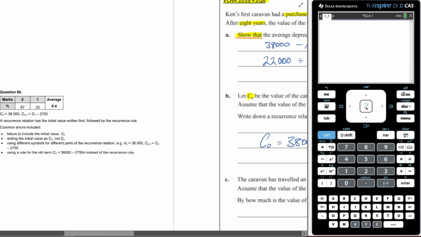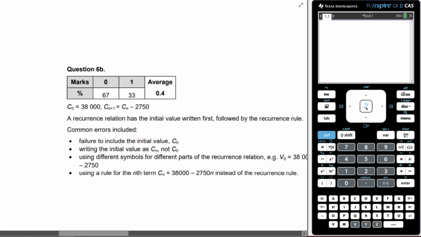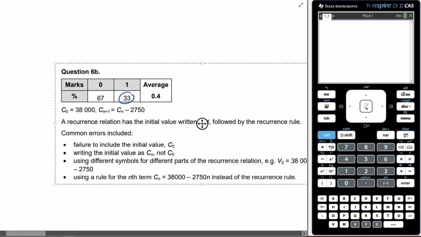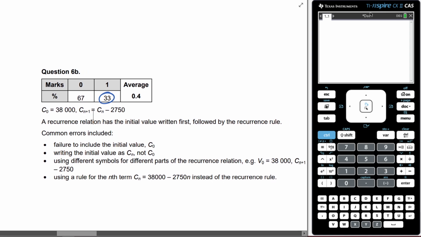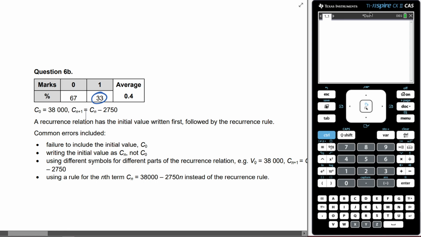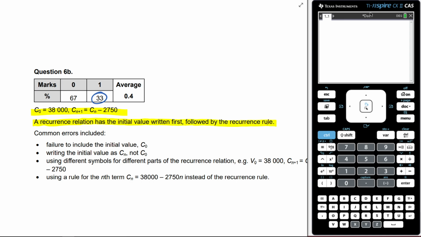Let's now look at the examiner's report. You can see that people did not do great. 33% of people got that right. Again, I think this is in 2016. If you brought it forward, I think people will do much better with this question. But still, not great stuff. That's what it should have looked like. A recursion relation has the initial value written first, followed by the recursion rule. Common errors included the failure to include the initial value, writing the initial value as Cn, not C0, using different symbols for different parts of the recursion relation.